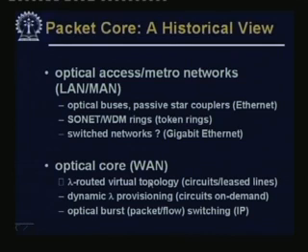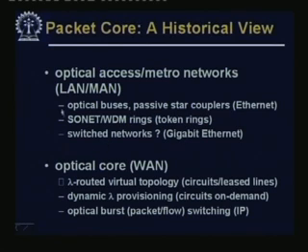Now, if we have a packet core, in the access or metro networks optical buses, passive star couplers, etc., are being used. SONET, WDM rings or token rings are used. We will talk about token rings later. Switched networks or gigabit Ethernet.